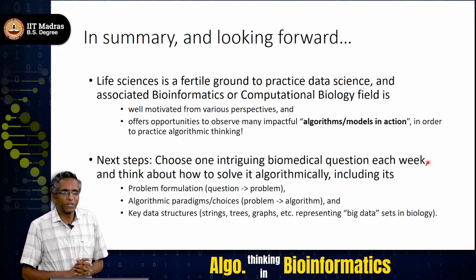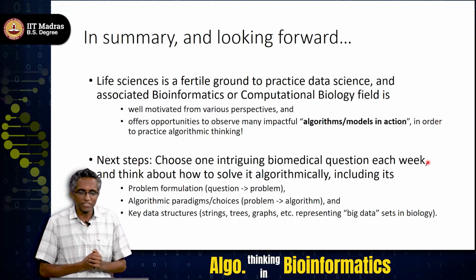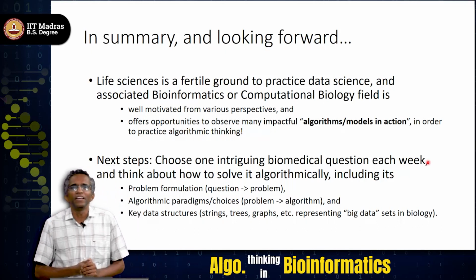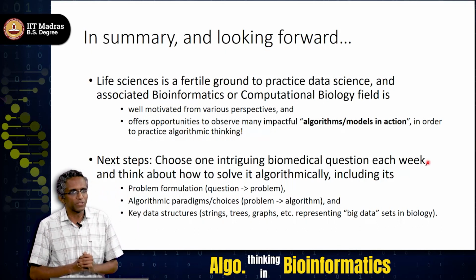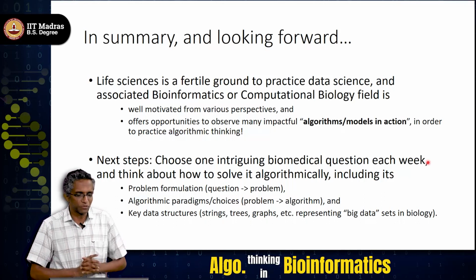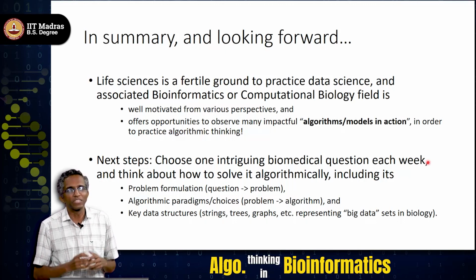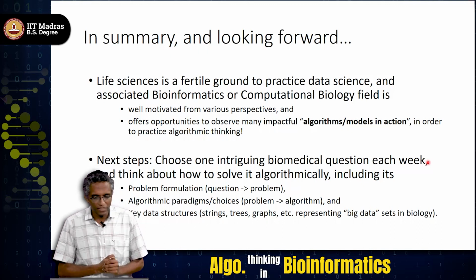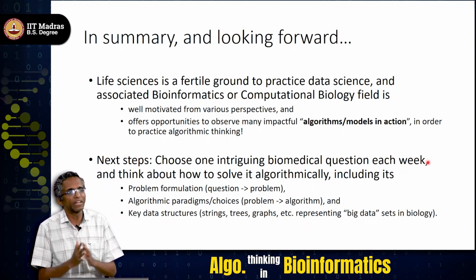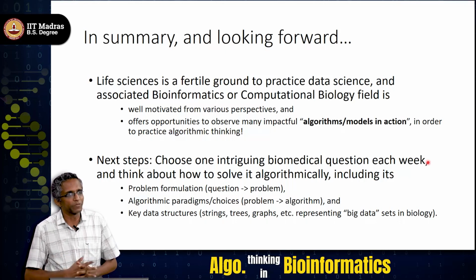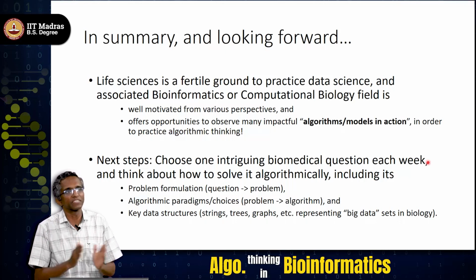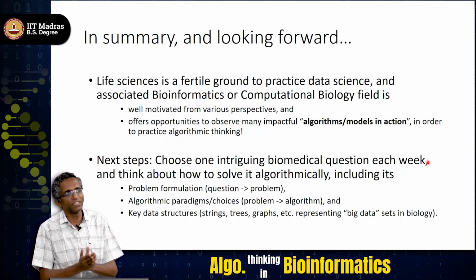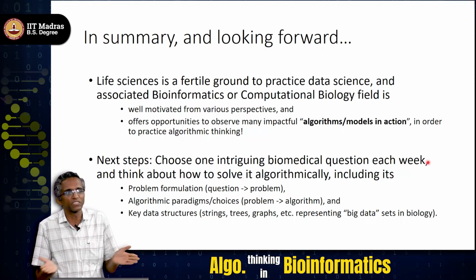Okay. In summary, and looking forward, life sciences is a fertile ground to practice data science, right. An associated field, bioinformatics or computational biology, is well motivated from various perspectives, like I have shown now, and it offers opportunities to observe many impactful algorithms or models in action, right. They are applied in these areas, and we can use that to practice algorithmic thinking. That is basically the idea of why we have this course on algorithmic thinking in bioinformatics in the first place: take a specific, well motivated data science field, and then see how algorithms or models are in action in that field, right.